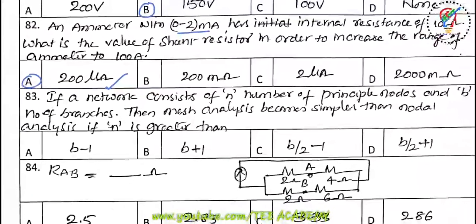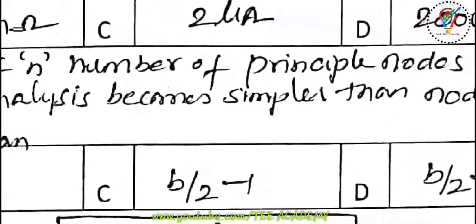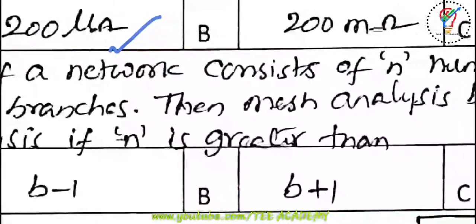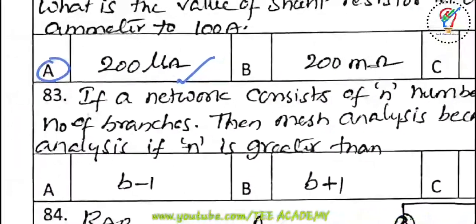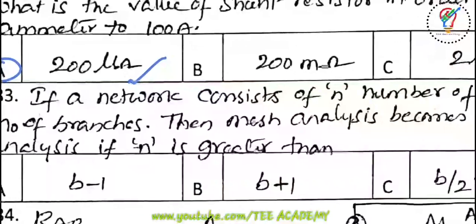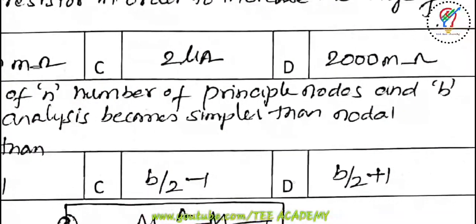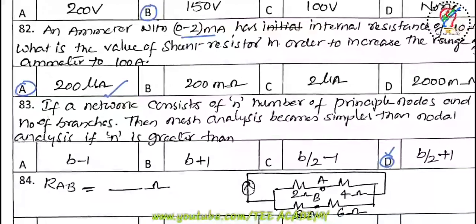Okay, let me check the question here. If a network consists of n number of principal nodes and b number of branches, then the mesh analysis becomes simpler than the nodal analysis if n is greater than... So this is a direct theory question: n is greater than b/2 + 1. So the answer for this question is B.